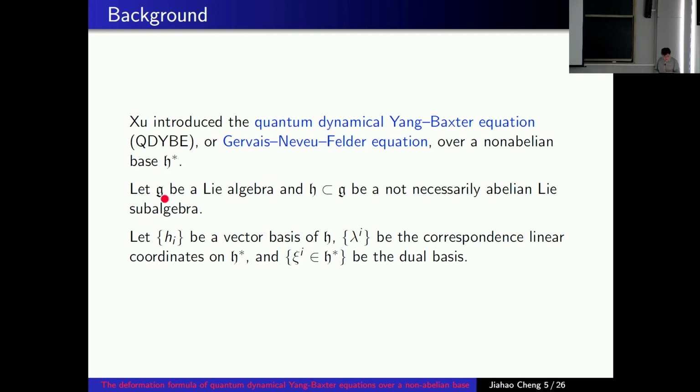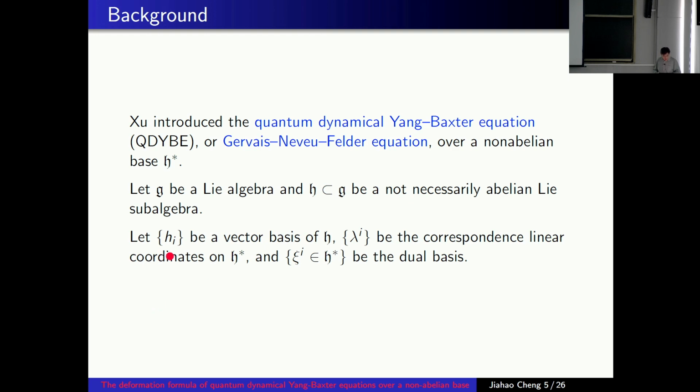Now suppose that G is a Lie algebra and H is a Lie subalgebra of G. But now H is not necessarily an abelian Lie algebra. This is why we call it over the non-abelian base, because H could be non-abelian.